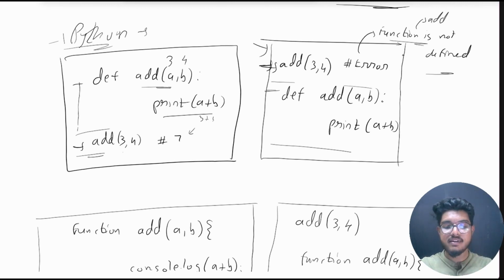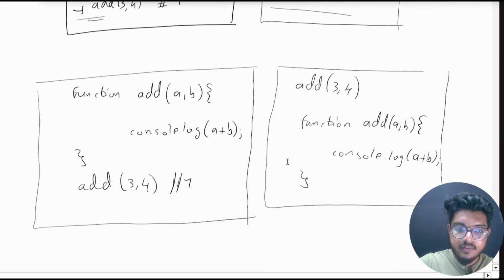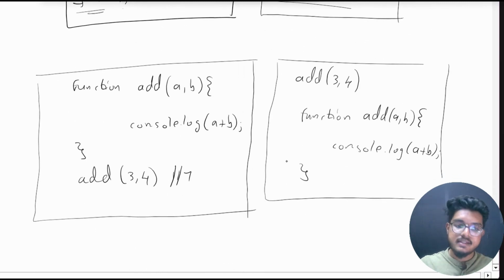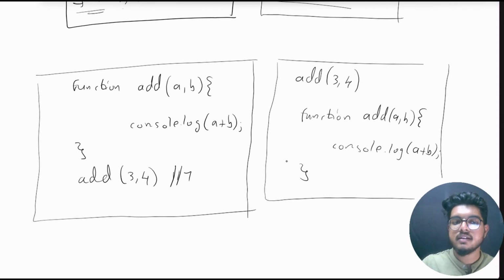But in JavaScript, focus everyone, but in JavaScript, same exact code. Function is nothing but the function keyword, similar to def in Python. Add is the user defined function name, a comma b are the values. Console.log a plus b. So what happens when you call the function here? The values 3, 4 are passed. 3 plus 4 will give 7, and the output is 7. Well and good, fine.